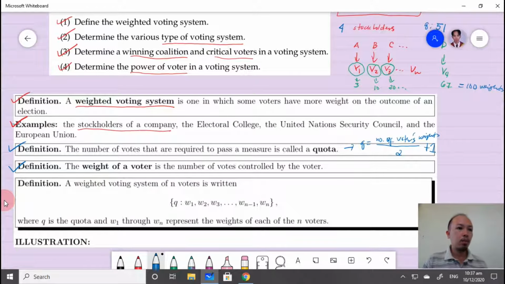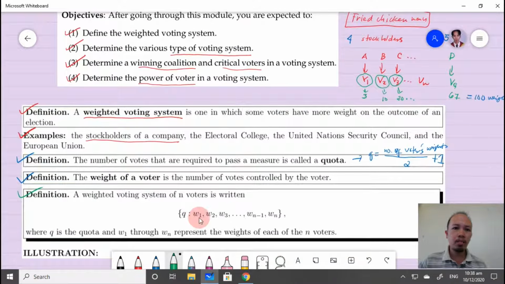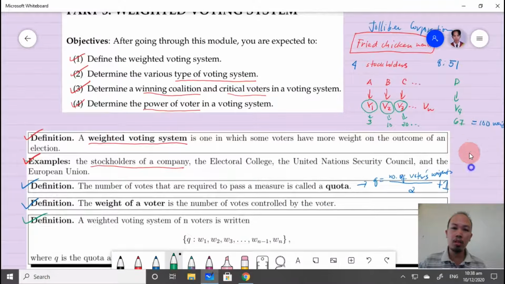Okay, so for our fifth, let's say fifth definition, we have here: a weighted voting system of n voters is denoted by this one. Let me try to explain this by using this example here, the fried chicken menu for the Jollibee Corporation.